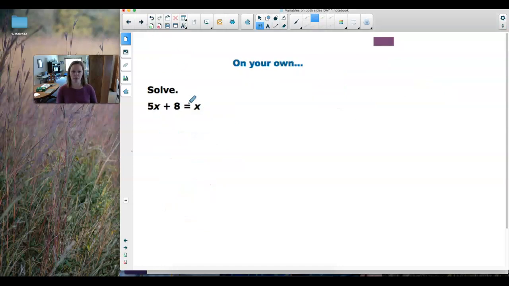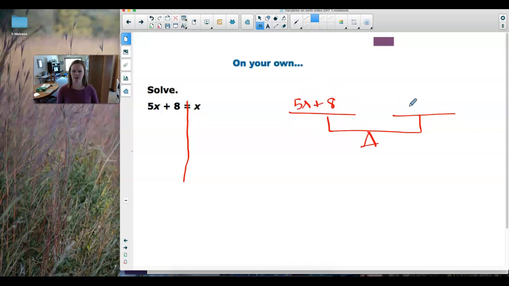Example number 3. I know this says on your own, but that's what we would do if we were in class. We're not in class, so I'm going to work through it with you. Again, I'm going to draw my scale. You don't have to do this. I'm just doing it right now to help you see what's happening. So we have 5x plus 8 on one side and x on the other side. Remember, we can put a 1 in front of that x to help us out.